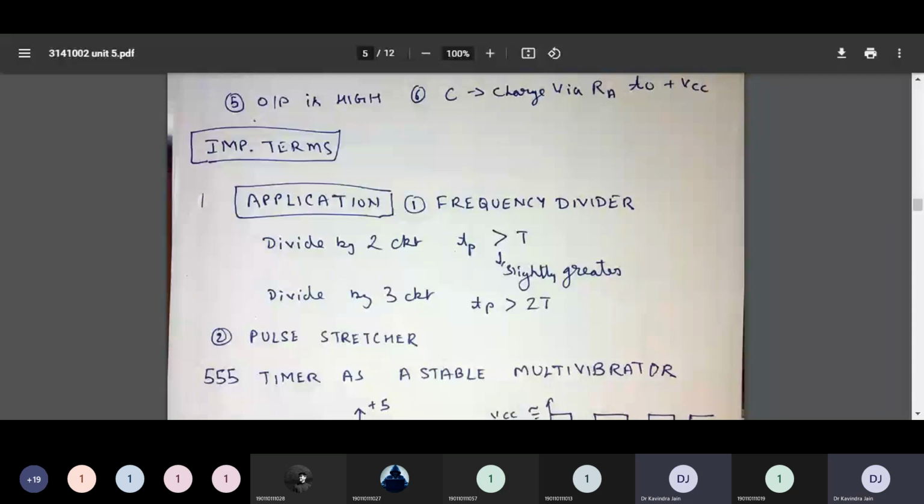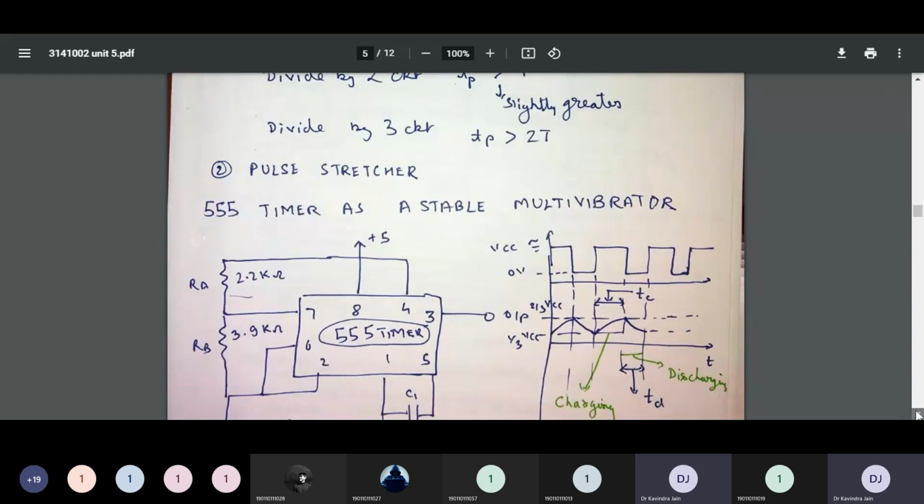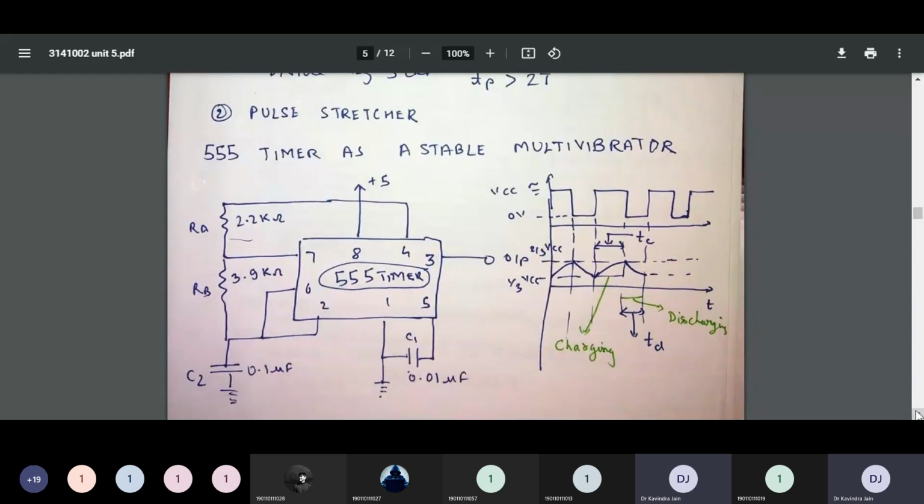Okay guys, can I proceed further? Yes, sir. Now I am moving towards 555 timer as an astable multivibrator circuit. I request everyone to kindly draw the circuit diagram as well as the waveform. Once it is drawn, please let me know so that I can proceed further.